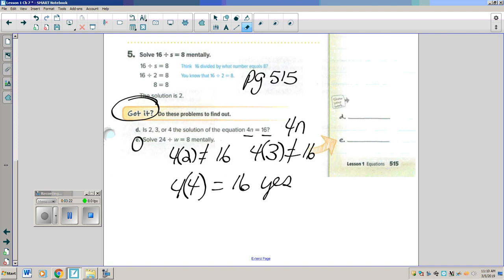For E, 24 divided by W equals 8. So we're looking for the solution for W. 24 divided by something is 8. That would be W equals 3.